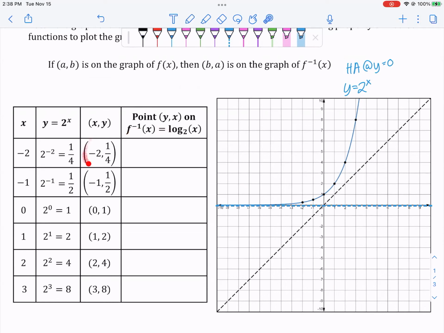For the logarithmic function, we're just going to take these points and flippity-floppity them. So we have 1/4 comma -2. It's like right here. We have 1/2 comma -1. Oops, right here. We have 1 comma 0. Right here. We have 2 comma 1, over 2 up 1. 4 comma 2, over 4 up 2. 8 comma 3, over 8 up 3.